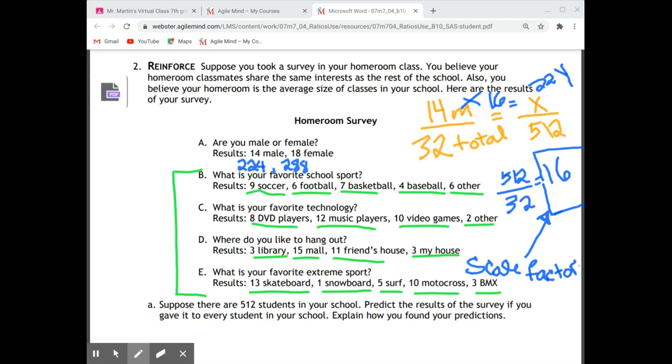All right. And in this case, we know that there are 32 students in all. Since there's 32 students in the classroom, they took a survey. And so 9 of the people said they like soccer.